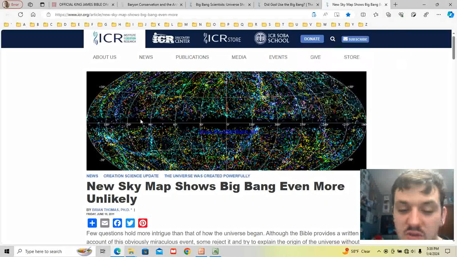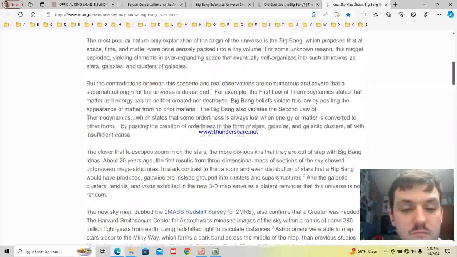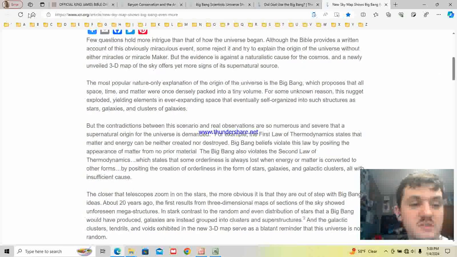And here's a new sky map that shows the Big Bang even more unlikely. Let's read this. A few questions more indicative of how the universe began. Although the Bible provides a written account of mankind's origin, some try to explain the universe without either miracles or a miracle maker. But the evidence is against a natural cause of the cosmos, and a newly revealed 3D map gives us yet more signs of its supernatural source.